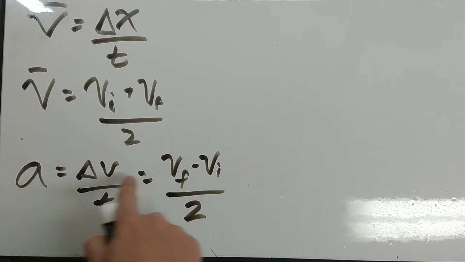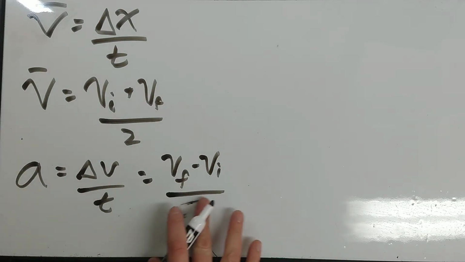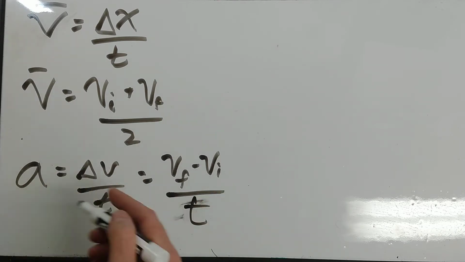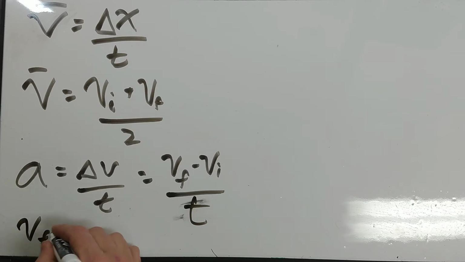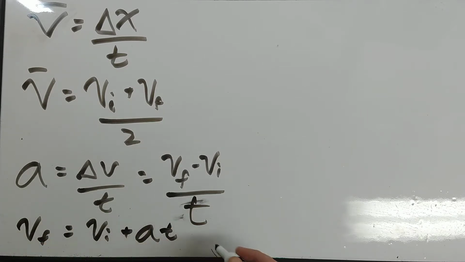In fact, this one can actually be rewritten as, if you solve this equation for v final, or that's not over 2, that's over t, my bad. Multiply both sides by t, and you get v final equals v initial plus the acceleration times time.